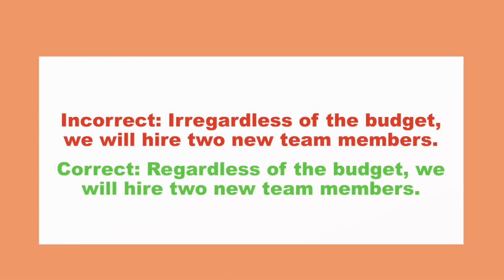Let's say your team is discussing plans for expanding. If someone says, irregardless of the budget, we will hire 2 new team members, it sounds off. What we mean to say is, regardless of the budget, we will hire 2 new team members. This tells everyone that hiring is a priority no matter the budget situation. So, when we choose regardless, we're making our sentences neat and clear, just like a well-organized desk. It's the word that makes sure everyone gets the point without any confusion.